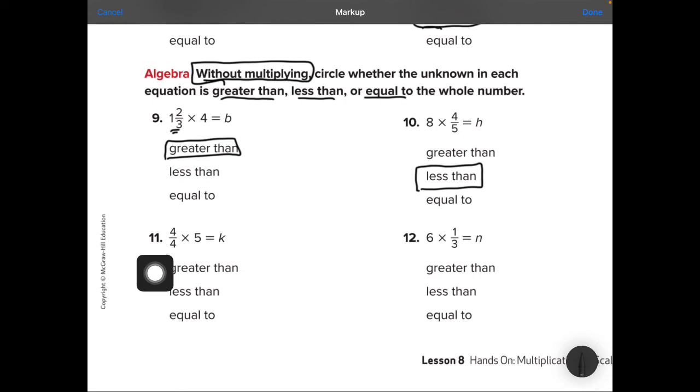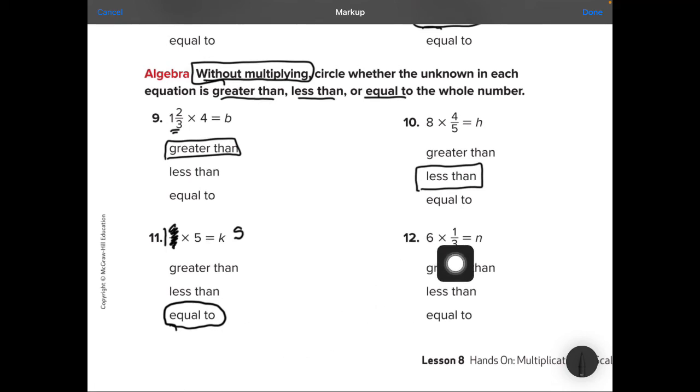Okay, here we go. They have a quirky little number here, 4 over 4. That equals 1 whole number, right? So we could actually turn it into that. 1 times 5 equals, well, 5. Is the answer greater than, less than, or equal to? It's our only one we've answered this way because 4 out of 4 is a whole number. And remember the identity property: anything times 1 does not lose its identity.